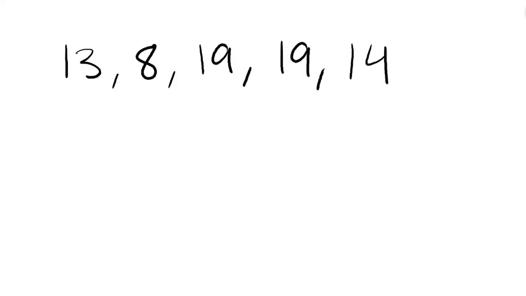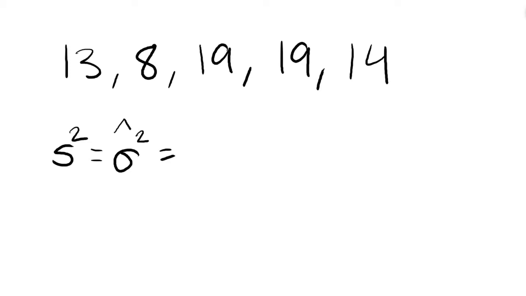So here we have an example where we have 5 numbers. We have 13, 8, 19, 19 and 14. And we want to estimate what the variance of this would be. And the formula we would use: s squared. That is usually how we denote the estimated variance. We can also write sigma squared with a hat on it. It means the same thing. We usually use the hat to show that we're giving an estimate of something.